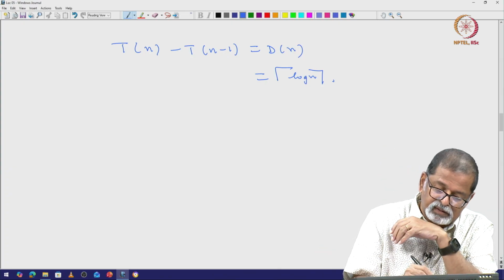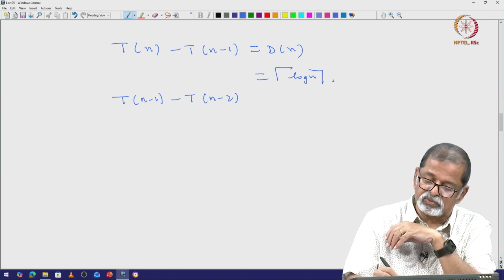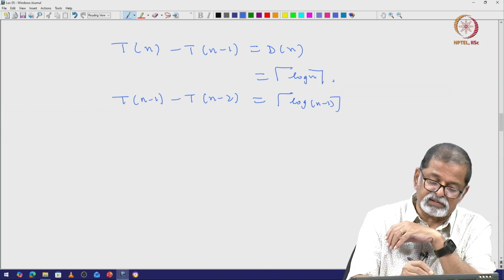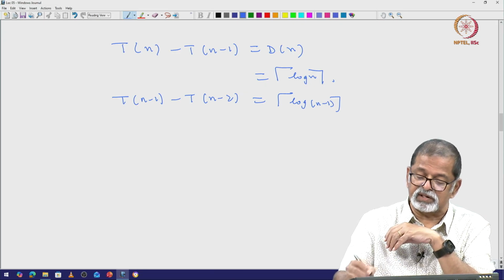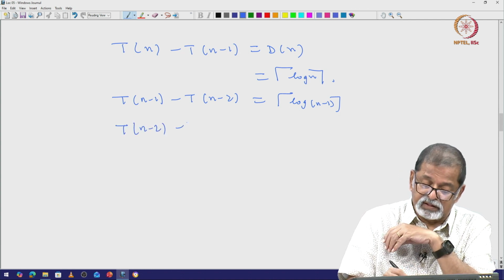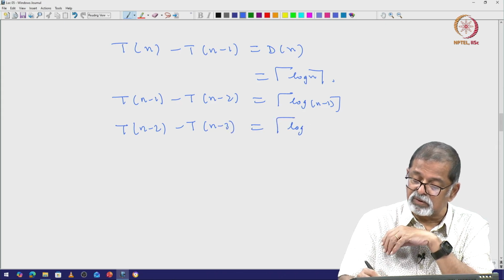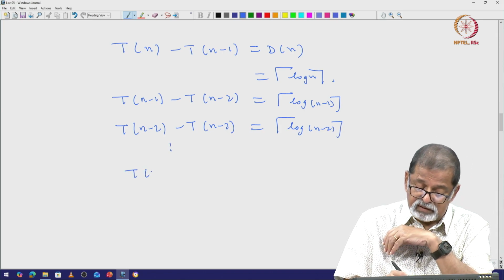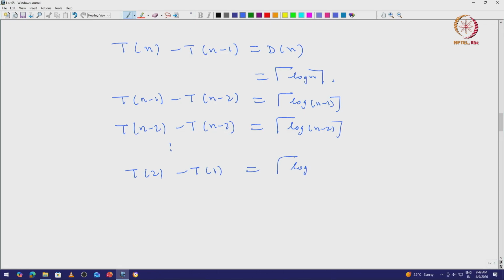For example, here let us continue. What is T of n minus 1 minus T of n minus 2? That will be ceil log n minus 1, because Tn minus Tn minus 1 is ceil log n. Therefore, Tn minus 1 minus Tn minus 2 is ceil log n minus 2, and Tn minus 2 minus Tn minus 3 is ceil log n minus 2. In this way, you can write T2 minus T1 equals ceil log 2.